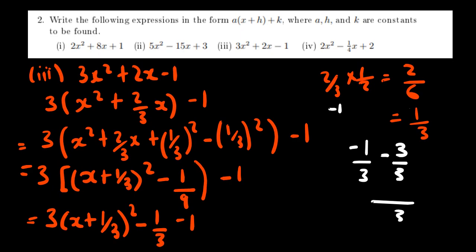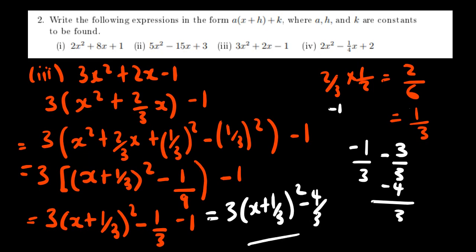Then we just add the ones on top: negative 3 and negative 1, so we have negative 4 over 3. So in that regard, our final answer, expressing it in that form, is 3 times x plus 1 over 3, squared, minus 4 over 3. So this will be our final answer. You do the same thing for this last question. Okay, let's go to question number 3.